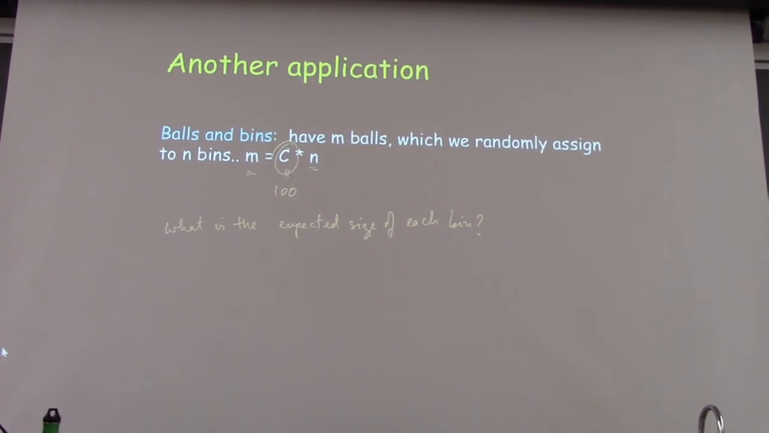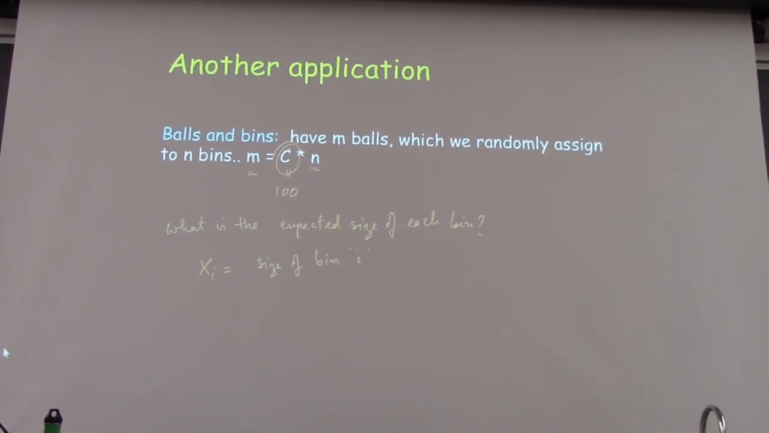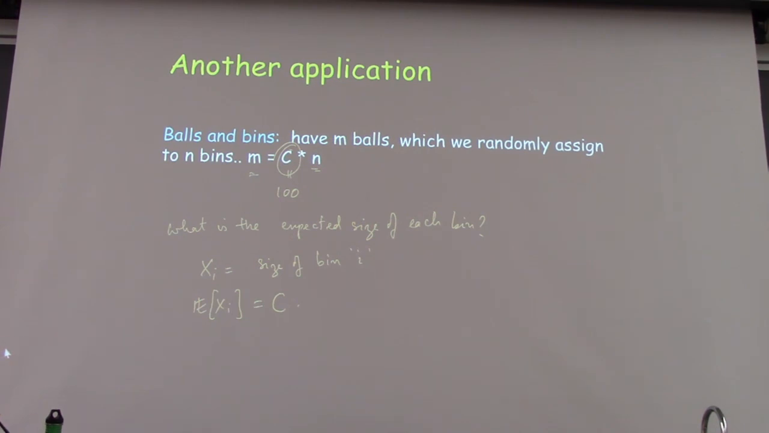So again, let's say I define xi equals size of bin i. Then expected value of xi equals c. The question I want to answer is, what is the probability that xi minus c is more than some lambda? So how much does this deviate from the c? So this is the question we want to answer.